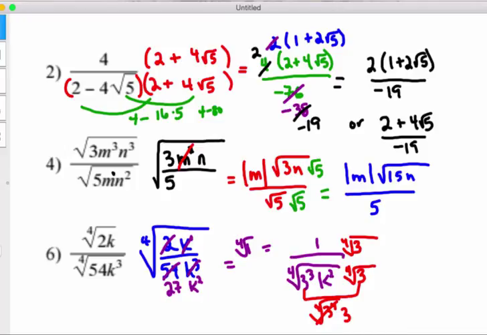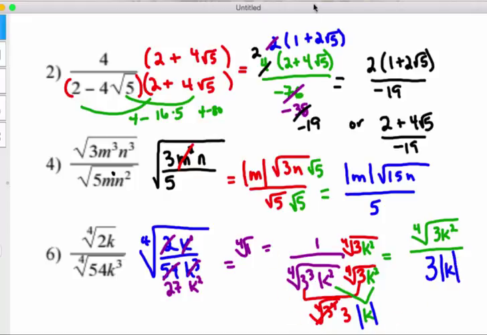Okay. Also, if I want to make this turn into a fourth power, I need a k squared. Okay, so my numerator looks not so pretty. My denominator should have 3 and the absolute value of k. All right.